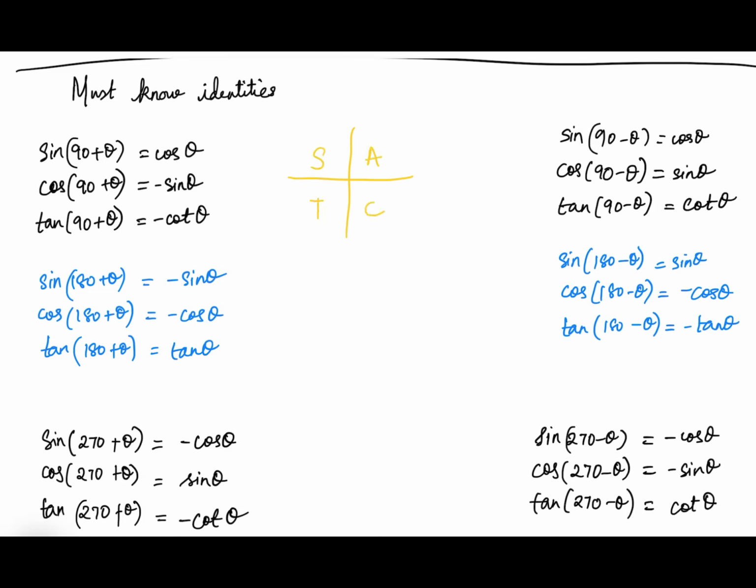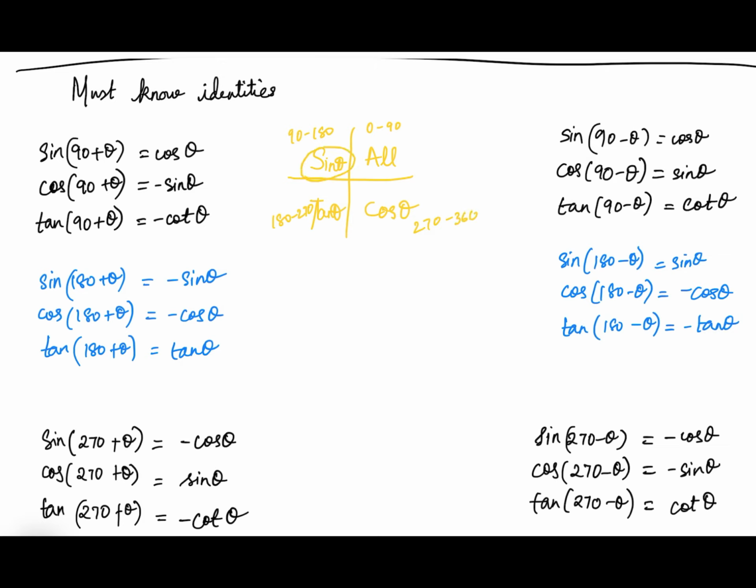Just see, draw the table we know. A, S, T, C. After school to college. What is A? All. What is S? Sin theta. Similarly, tan theta and cos theta. Now if you see sin 90 plus theta, here what is going to come? 0 to 90. Here what is going to come? 90 to 180. Here what is going to come? 180 to 270. Here what will come? 270 to 360. If it is sin 90 plus theta, it is going to come here.